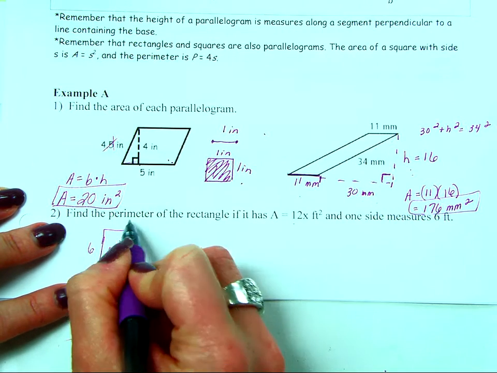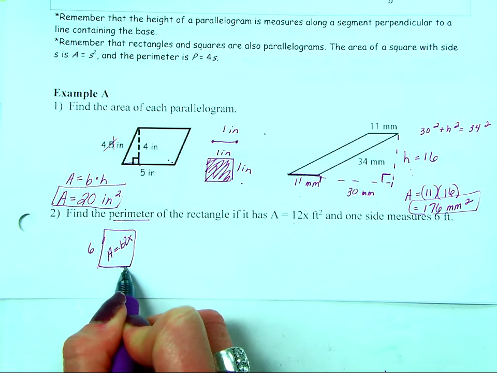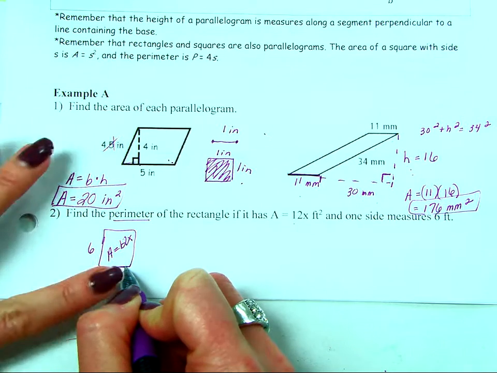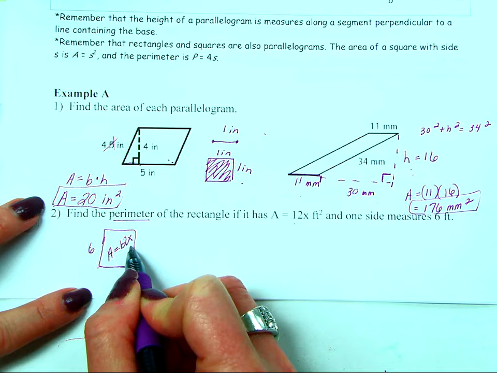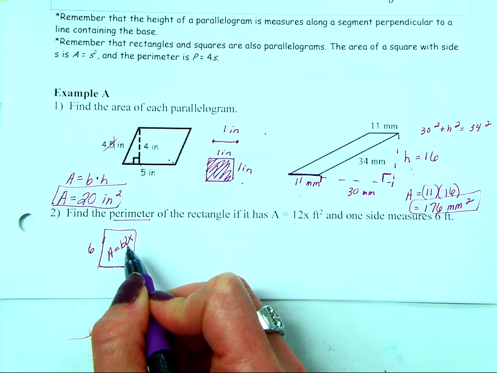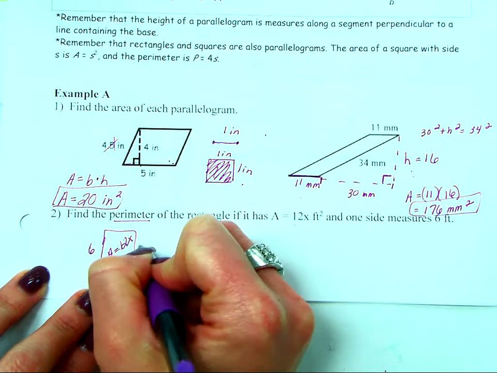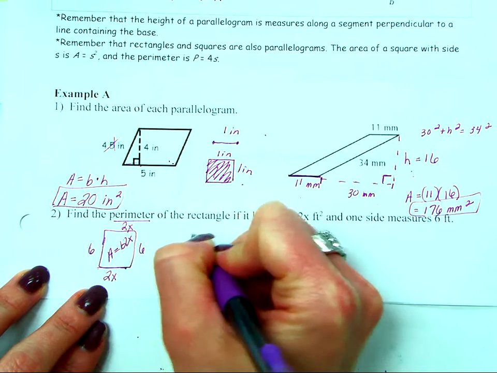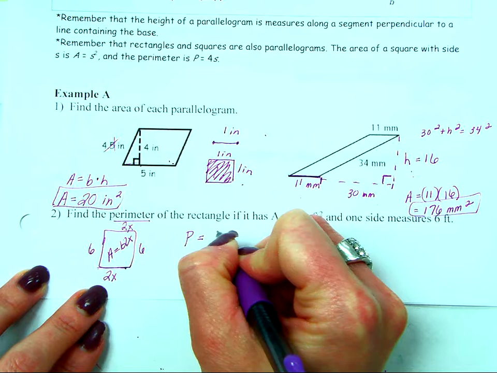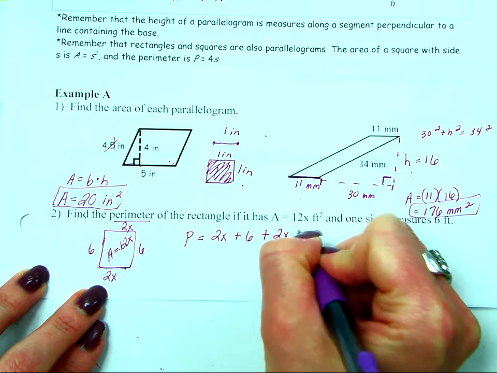Well, in order to find the perimeter, we're going to need to know what this missing side is, right? Well, we know it's base times height. If I just take and divide 12x by 6, what are we going to be left with? Yes, this side would be 2x. So perimeter would mean that I'm going to add up all of my sides: 2x plus 6 plus 2x plus 6.